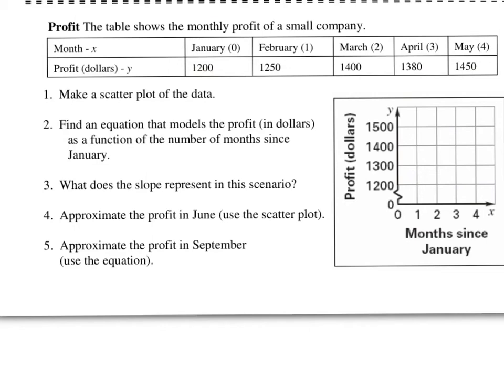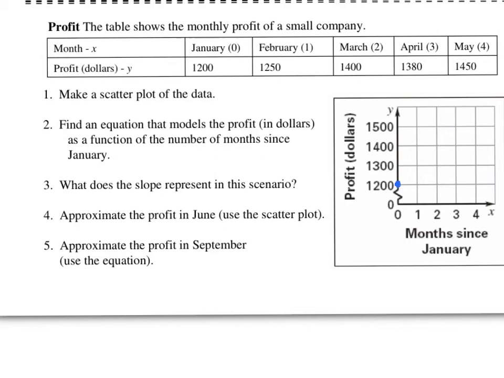Okay, so make a scatter plot of the data. So we're going to take the month and the profit, and we're going to put it on the graph. It's telling me January is 0, so the X is 0, the Y is 1200. So at 0, my profit was 1200. I'm going to put a point here. That is our Y-intercept, because it's on the Y-axis.